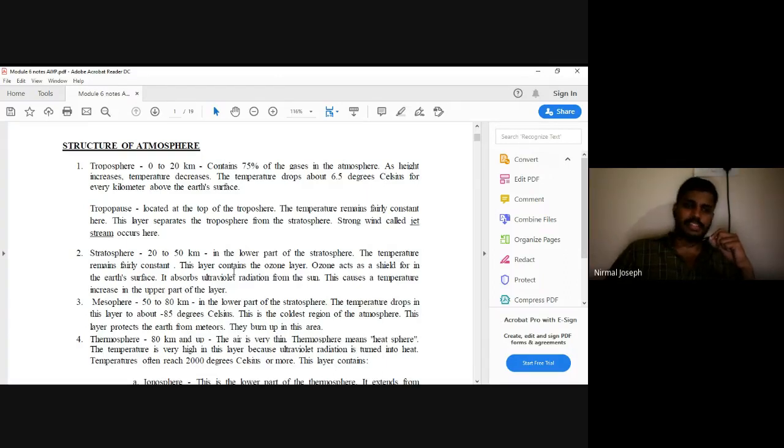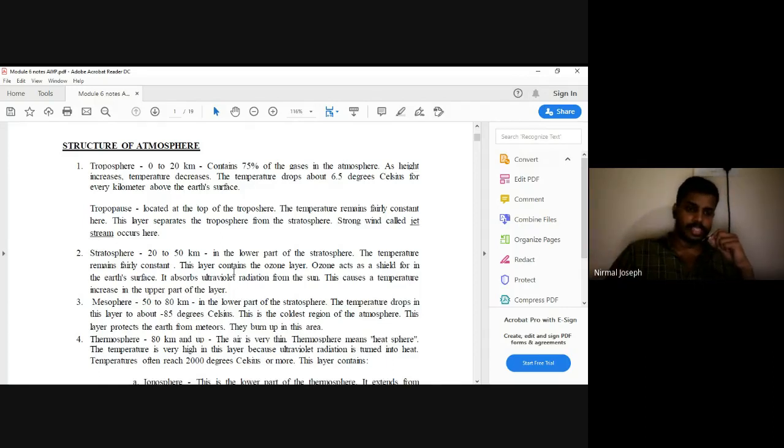Okay, that means it is the end of the troposphere, located at the top of the troposphere. Temperature remains fairly constant here, and it is the layer that separates the troposphere from the stratosphere. We have the jet stream, a strong wind occurring at the top of the tropospheric layer, that is, in the tropopause. Okay, this much is required. Just learn it in outline.